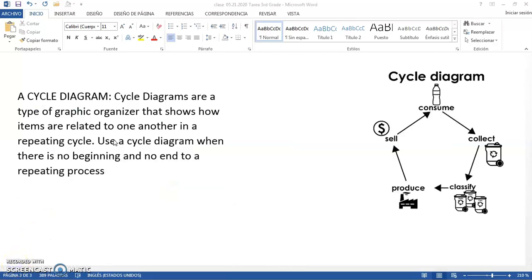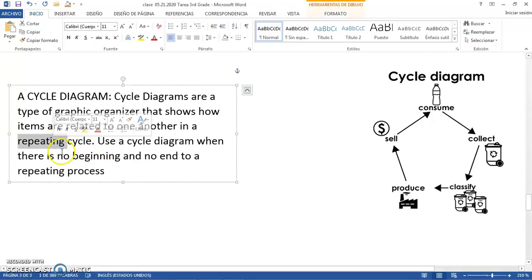Finally, the cycle diagram. Cycle diagrams are a type of graphic organizer that shows how items are related to one another in a repeating cycle. Important to remember that this is a cycle, something that is repeating itself. Use a cycle diagram when there is no beginning, no end to a repeating process.